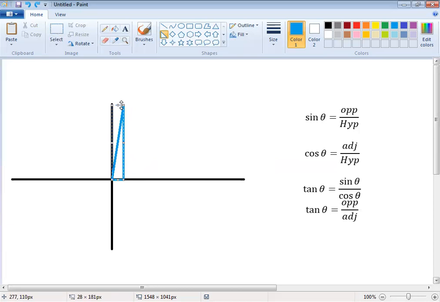Imagine this. The base has vanished. So what happens? When the base vanishes, the opposite and the hypotenuse become the same. They overlap each other, so what should be the value of sine 90?